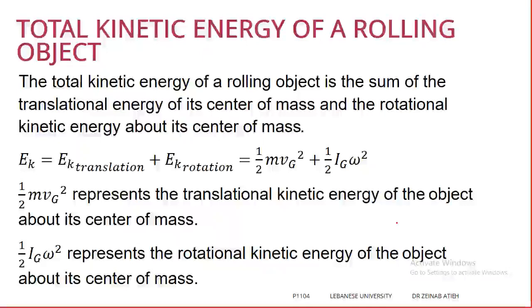Slipping means it is sliding. So if I have rolling, the total kinetic energy of a rolling object is the sum of translational energy about its center of mass and of rotational kinetic energy about its center of mass. How do I see it? If you want to imagine it, imagine a spinning top rotating on the ground. This is rolling: it is rotating around the center of mass while the center of mass is moving. Okay? So I say half m v_G squared, the kinetic energy of the center of mass, plus half I_G omega squared, the rotation around our axis.